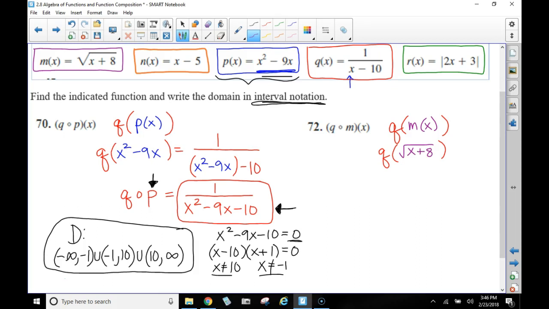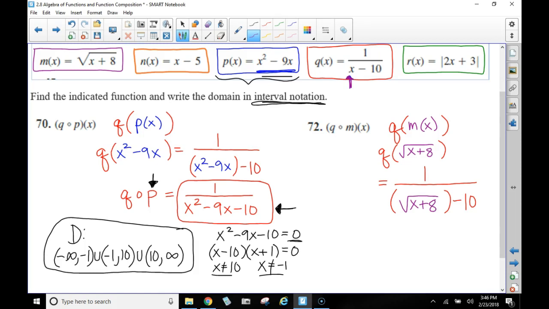So, what that means now is to come to your Q function and replace the x with square root of x plus 8. So this is going to look like, for our Q function, 1 all over x minus 10, but instead of having an x, I'm going to be replacing that with square root of x plus 8.